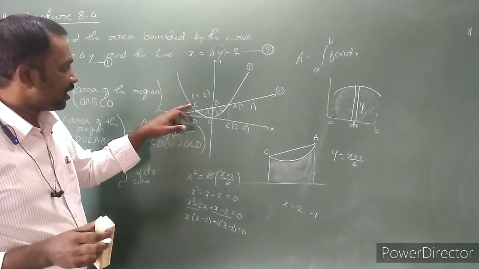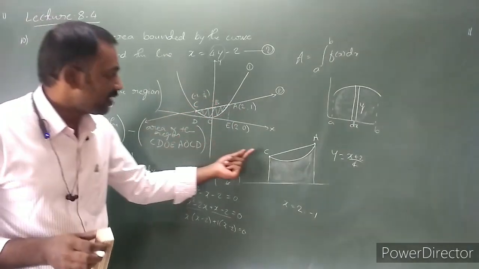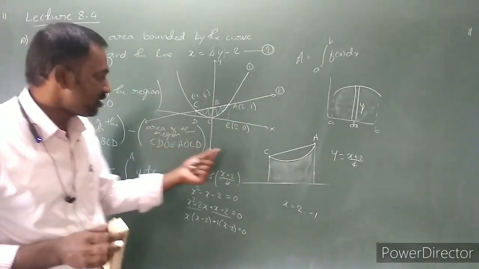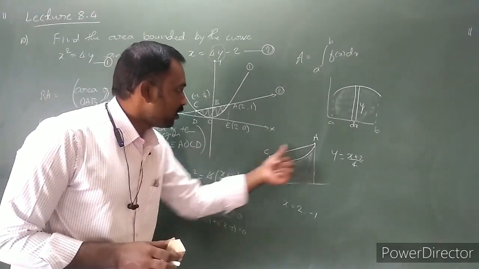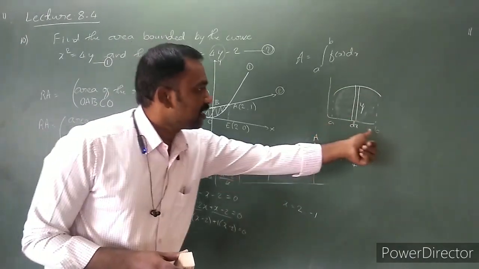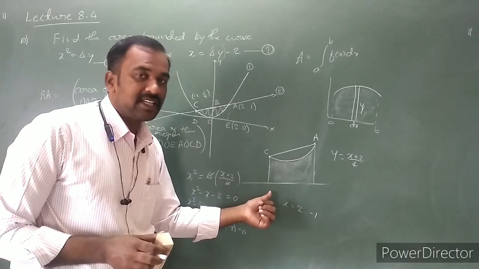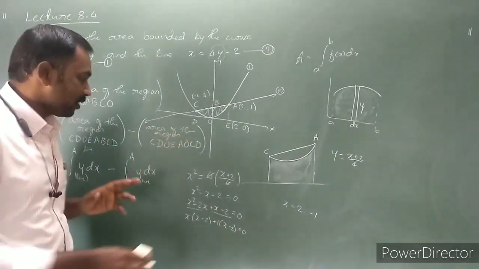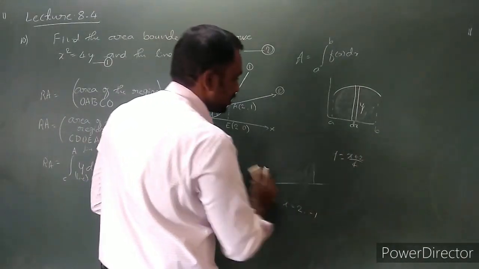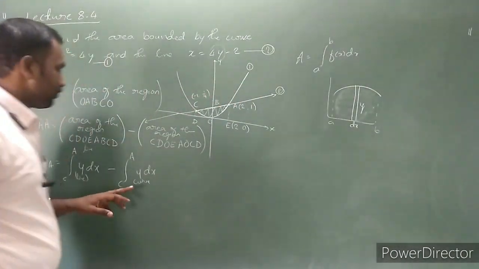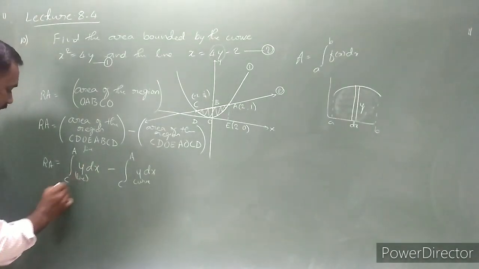What I just did is I counted the coordinates of A and C, because I need to find the area under the line from the point C to A, and the area under the curve from here to here in the same manner. I hope you got this point. Now we have the C value and A value.